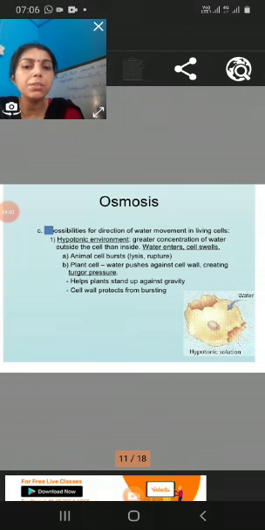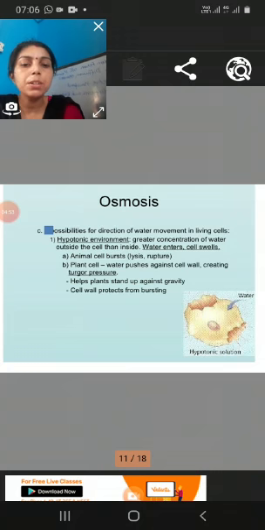We can see that there are three types of environments. First we will discuss the hypotonic environment, in which a cell is placed in a greater concentration of water outside and the cell has lesser water concentration, then water will enter inside the cell. So this increases the turgor pressure and the cell swells up. So in hypotonic environment, the cell starts to swell.